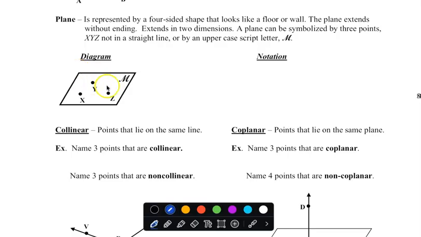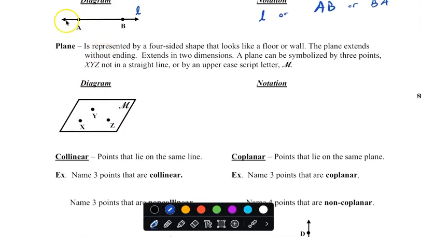So when you name a plane, if you want to symbolize it with points, we need 3 points, but they can't be on the same line. So if there's a C right here, we couldn't use that. But we could use these three. So we could say plane X, Y, Z. So that's one way to name a plane. Or you can just use a capital letter. Plane M. Right, so you can use a capital curved letter, scripted letter.